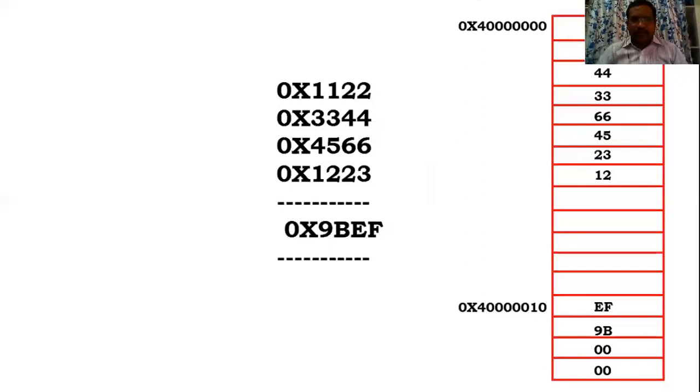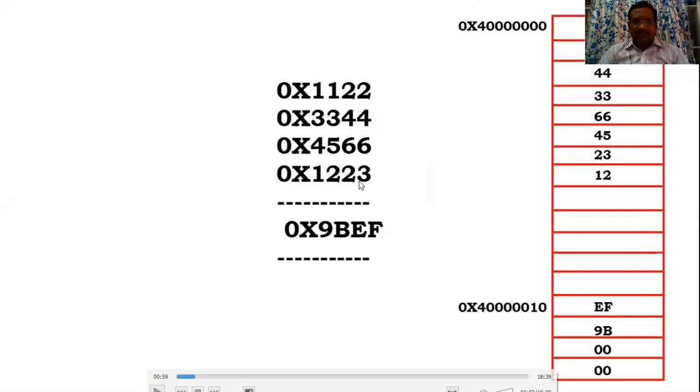So today we are going to discuss two more programs. One program: there are four 16-bit numbers. These are the four 16-bit numbers. These 16-bit numbers are stored in the location 0x4 followed by 7 zeros. So this is a 32-bit number, a 32-bit address. So 0x4 followed by 7 numbers.